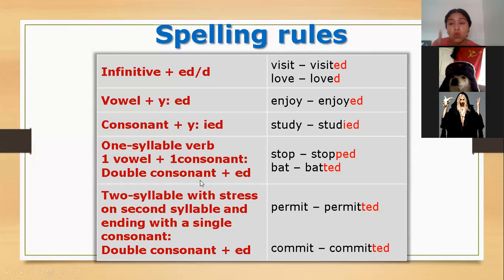One syllable verb, one vowel plus one consonant, we double the consonant and add ed. For example, stop, consonant, vowel, consonant: stopped. Bat, consonant, vowel, consonant: batted. Two syllables with the stress on the second syllable and ending with a single consonant: double the consonant plus ed. For example, permit or commit: permitted, committed.